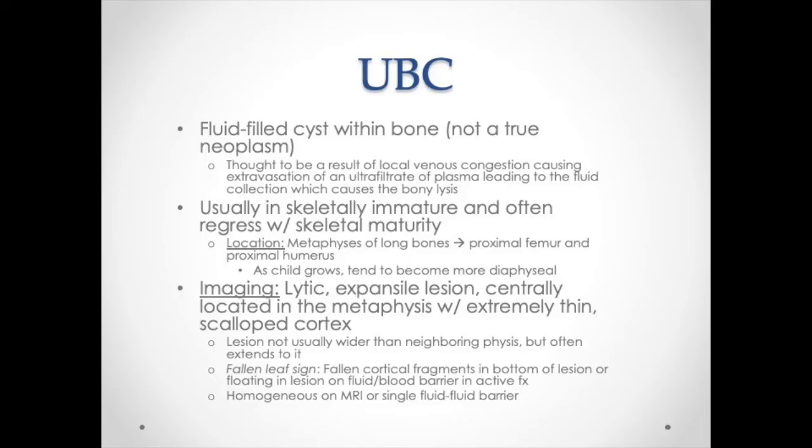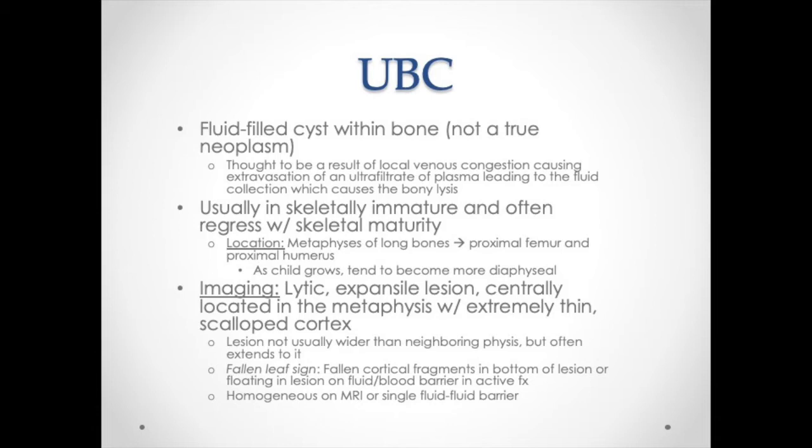A unicameral bone cyst is a fluid-filled cyst within the bone and not a true neoplasm. These are thought to be the result of local venous congestion causing extravasation of an ultrafiltrate of plasma, leading to the fluid collection, which causes the bony lysis and allows these to continue to propagate. These tend to be almost exclusive to skeletally immature patients with few exceptions, and often regress with skeletal maturity. Location tends to be metaphyseal. It tends to be in long bones, and most commonly in the proximal femur and the proximal humerus.